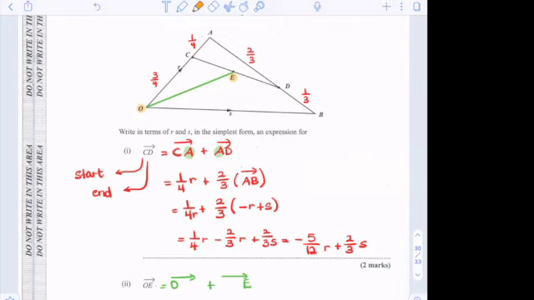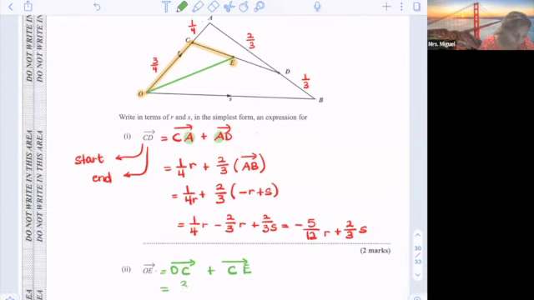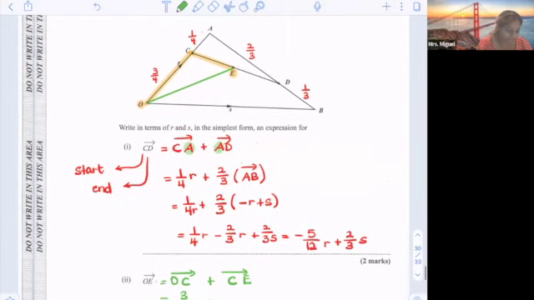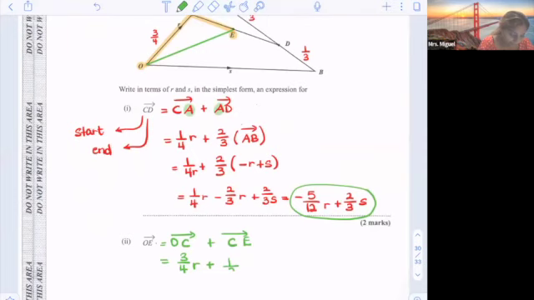O to C to E, miss? Yes, O to C, and then from C to E. So O to C and then C to E. The vector OC is 3/4 R. The vector CE is a half. Remember, E is the midpoint, so it is a half this vector that we found, because they said that E is the midpoint of CD. So plus a half minus 5/12 R plus 2/3 S.